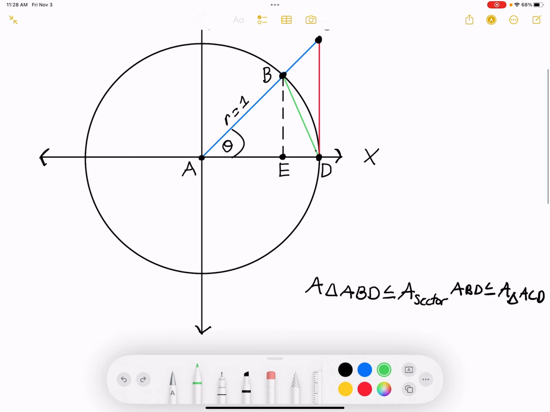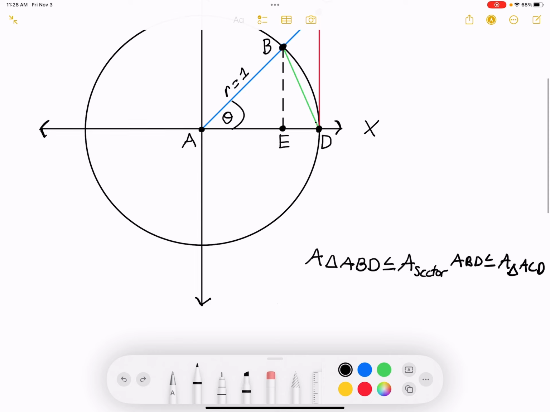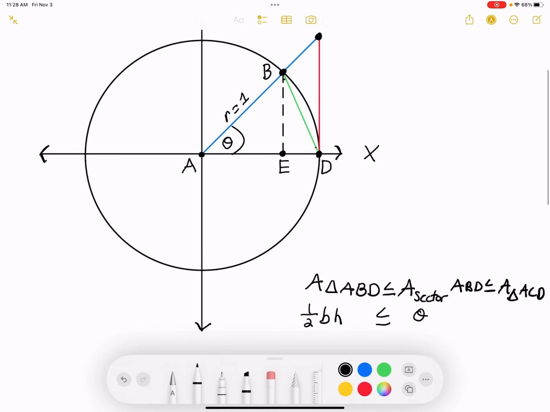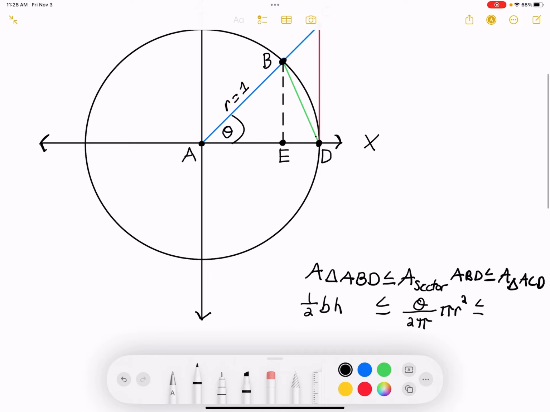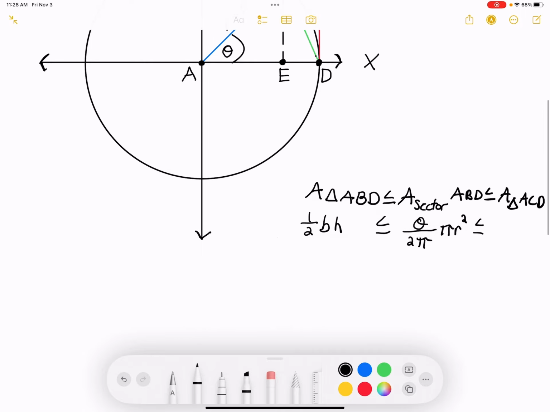So to start, the area of any triangle is simply half the base times the height. The area of any sector is simply theta, and a sector is simply a slice of a circle. It's a piece of pie of a circle. So it's simply the ratio, theta over the whole circle, times the area of the circle. So theta over 2 pi times pi r squared. And that's less than or equal to the area of the triangle ACD, which, again, formula is just half the base times the height.